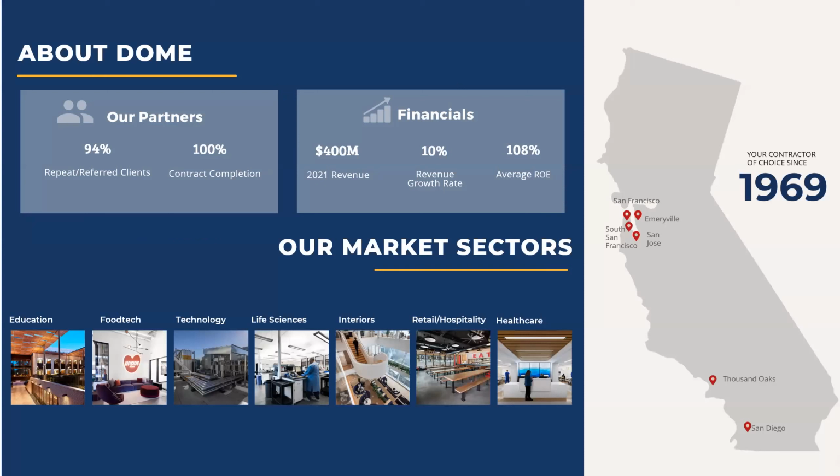All right, first, a little bit of background about Dome Construction. Our history started 50 years ago with our first construction project completed in San Francisco City. Over the past 50 years, we've been an integral part of California's landscape. Our footprint expands from San Francisco City to the South and East Bay Area and Southern California, like Thousand Oaks and San Diego. Our team specializes in tenant improvements, healthcare, life sciences, and biotech construction.